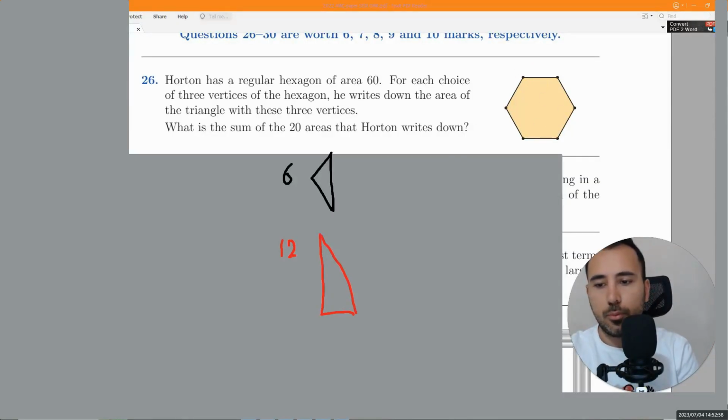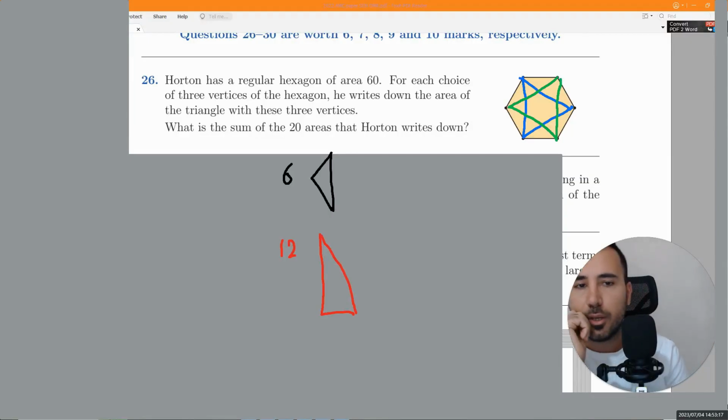So we have 2 more. Which one are those 2? This one. This is 1. The other missing one. And we also have this one. Okay, so that's the 20 triangles we have. We just need to find their areas. So let's just go.